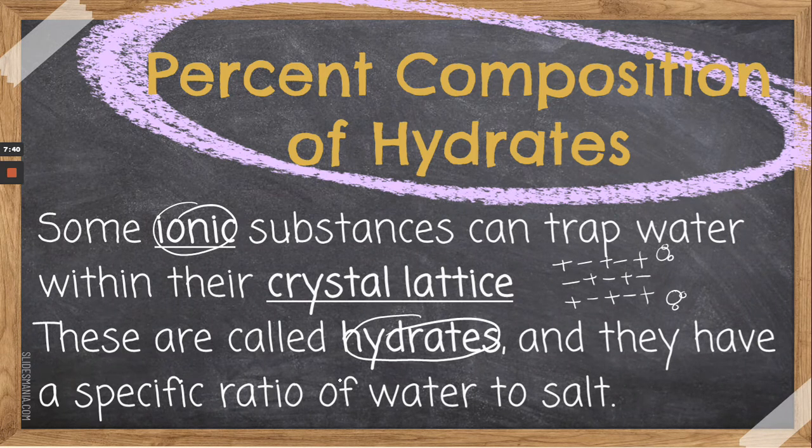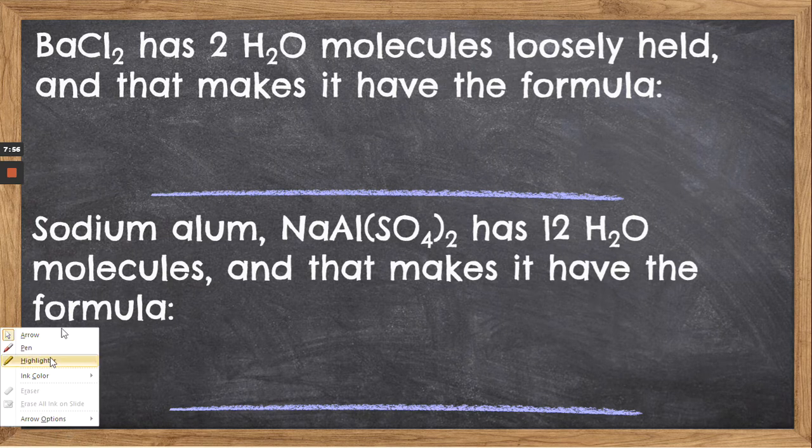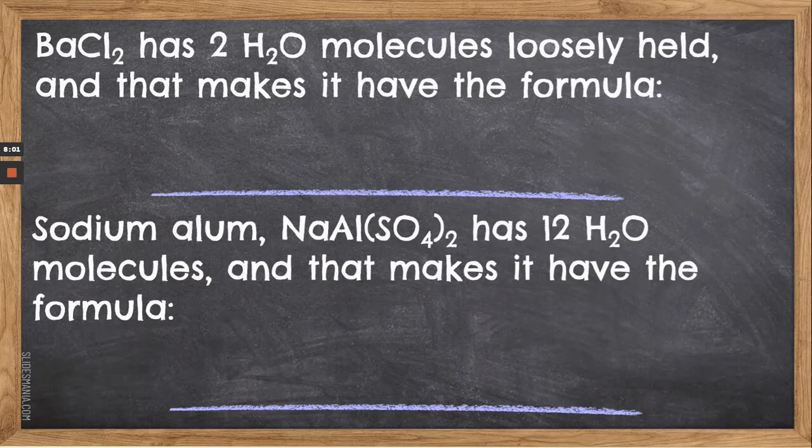Now, the compounds that do this do it in a predictable way. They have a specific ratio of water to that ionic salt. So let's talk about what the compounds look like on paper first. Barium chloride is a good example. Barium chloride likes to trap 2 water molecules for every 1 barium chloride.